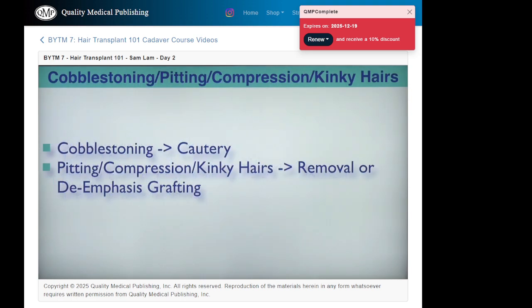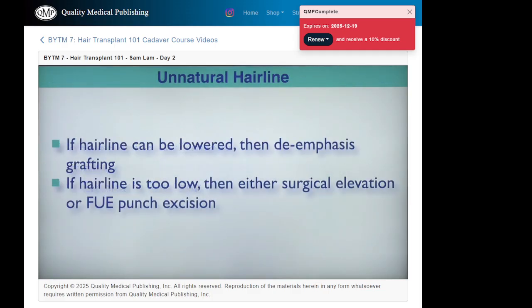Natural results, cobblestoning, which fortunately I rarely see, which means the grafts are placed a little too high. You can do a little cautery or sharp dissection to cut it off. Pitting, kinky hairs, you either have to take them out or you've got to place better grafts in front of them to cover them. A natural hairline, if it can be lowered, put better grafts in front of it. If it can't be, you've got to either punch them out or surgically elevate them.